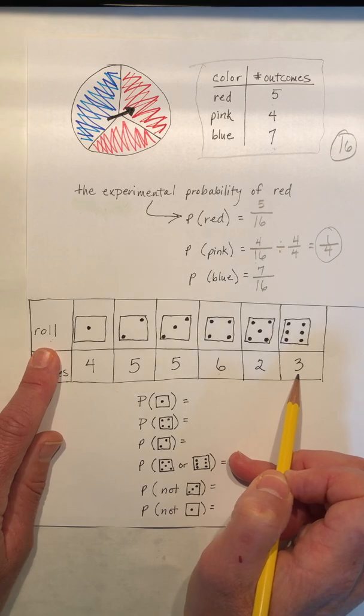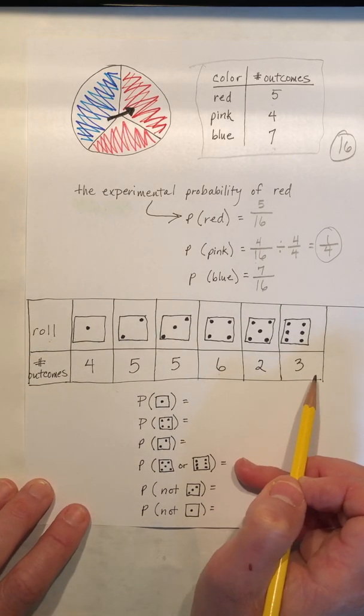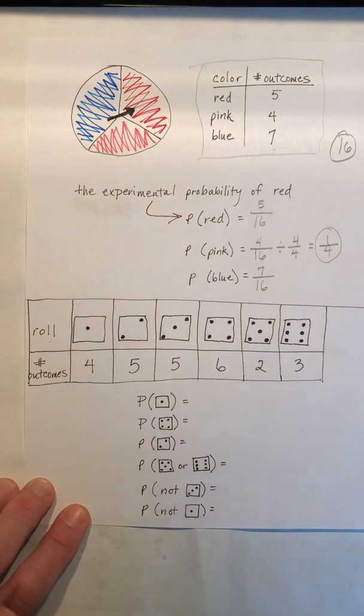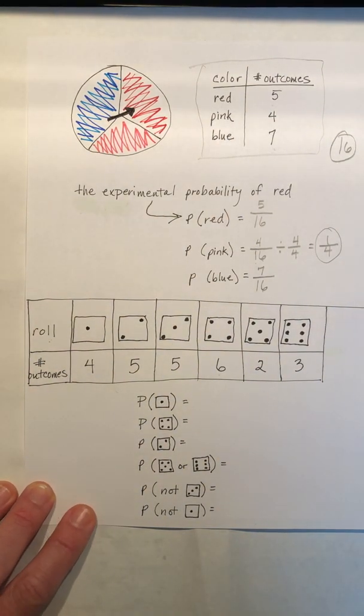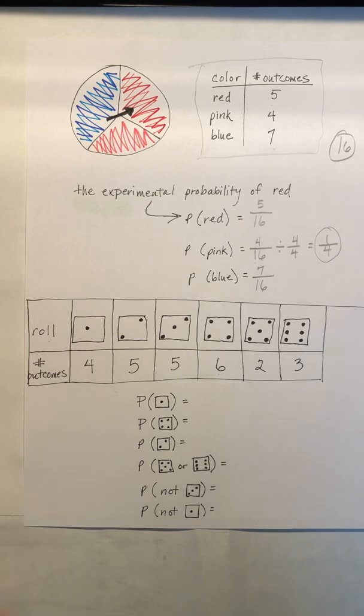So maybe this die is a little weighted in some way, that it's not going to turn out even, getting 1 through 6 on those. So remember, the experimental probability, let me put this back out here.